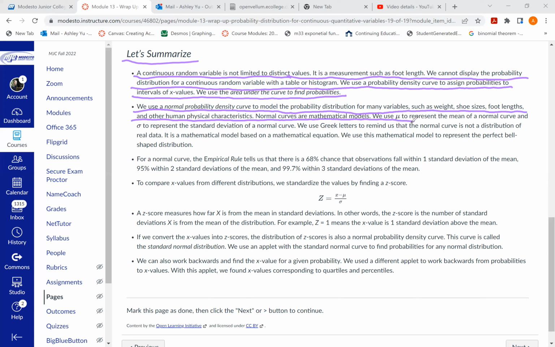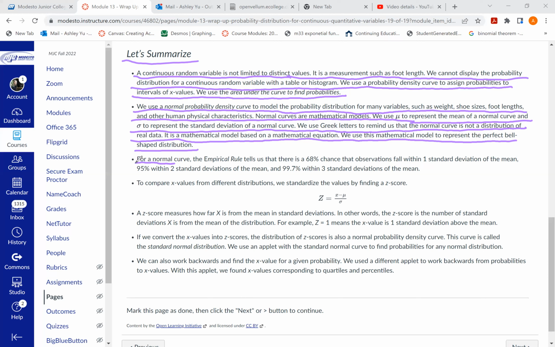We will use mu to represent the mean of a normal curve and sigma to represent the standard deviation of a normal curve. We use Greek letters to remind us that the normal curve is not a distribution of real data. It is a mathematical model based on a mathematical equation. We use this mathematical model to represent the perfect bell-shaped distribution.